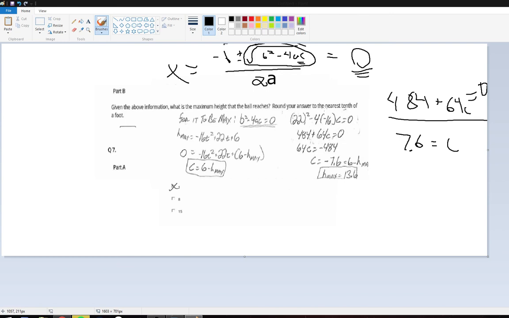However, we're not done. This is the maximum height it would attain if the fat referee had chucked it really high into the air from a position of 6 feet. If you remember, C was really 6 feet. We kind of played around and said, oh, C is 7.6. But in reality, it's 6 feet. So we're going to add the true C plus 6 to get our real big boy answer, 13.6.